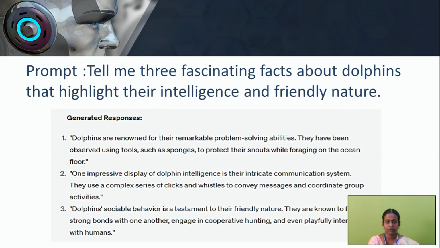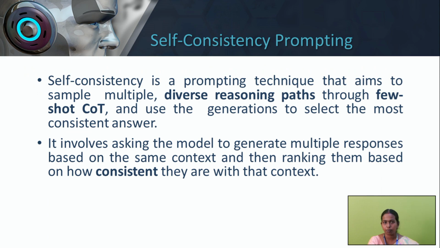From this, I'm asking the system to respond to me about a dolphin. I'm asking it to respond with 3 fascinating facts. There may be a number of facts about dolphins, but I'm asking it to give only 3 dolphin facts. That is based on the most frequent answers that are generated. So based on the most frequent answers, it is providing me with the output. That is what comes under this self-consistency prompting.